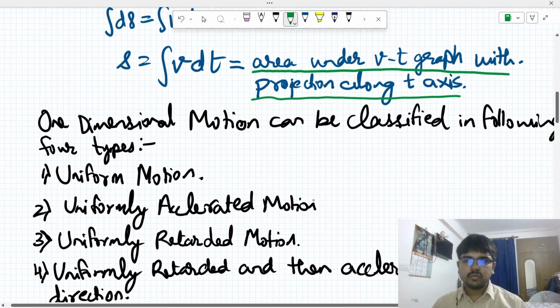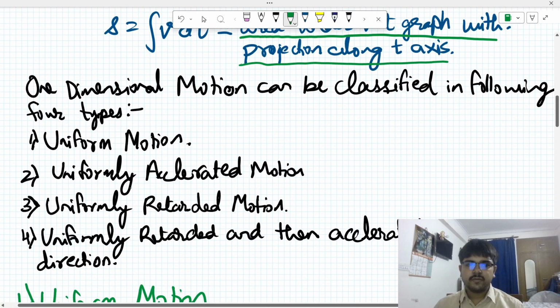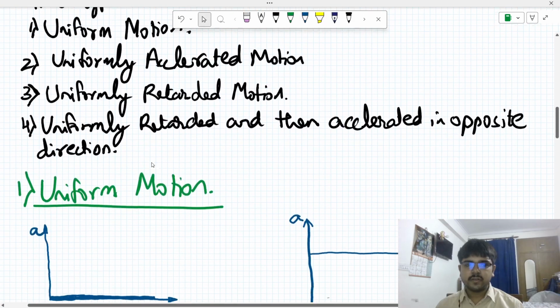Now one-dimensional motion can be classified into the following four types: uniform motion, uniformly accelerated motion, uniformly retarded motion, and uniformly retarded and then accelerated in the opposite direction. We will study each of these cases in detail now. The first is uniform motion.